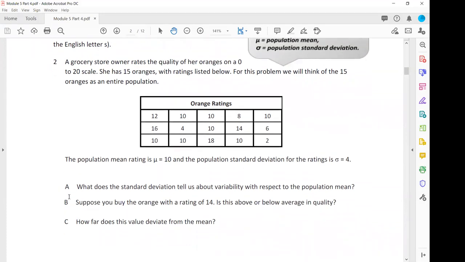Part A of the question says, what does the standard deviation tell us about the variability with respect to the population mean? And B, suppose you buy the orange with a rating of 14. Is this above or below average in quality? How far does this value deviate from the mean?